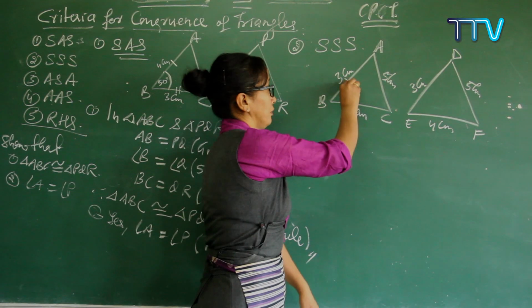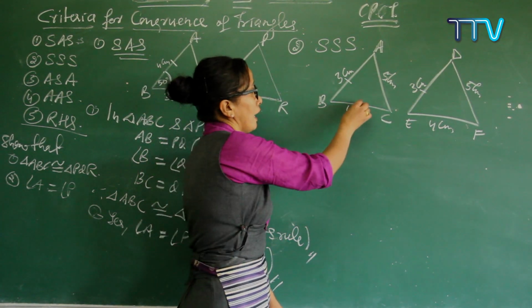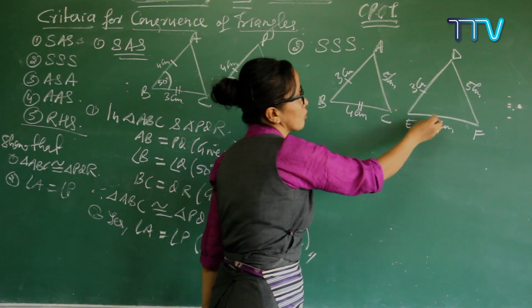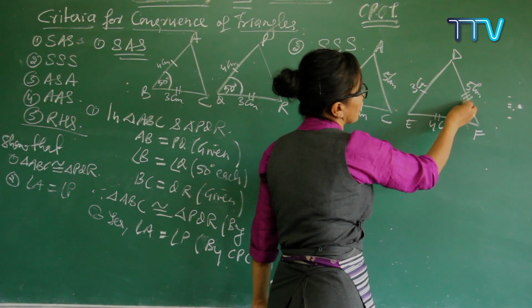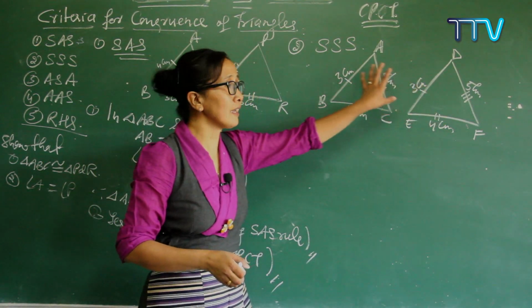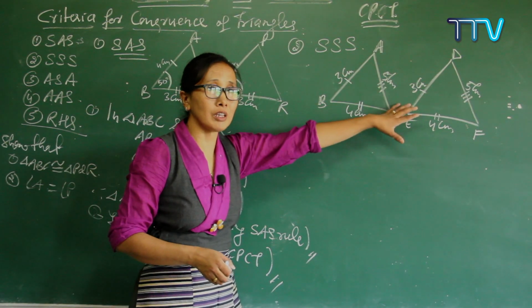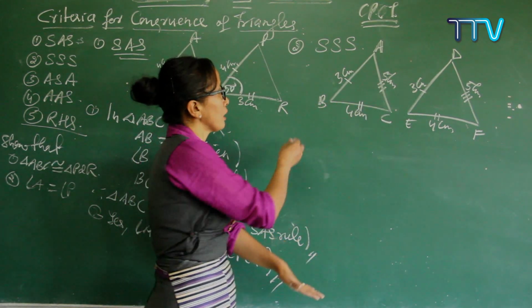This 3 centimeters and 3 centimeters are exactly equal to each other, and this 4 centimeters is equal to this one, and this part is equal to this part. If 3 parts are exactly equal to each other, what does it mean? These two triangles are congruent to each other. Now again, how do we present? You can present in this way.